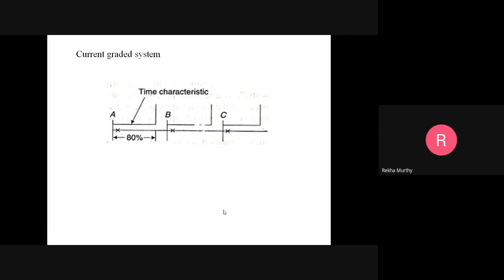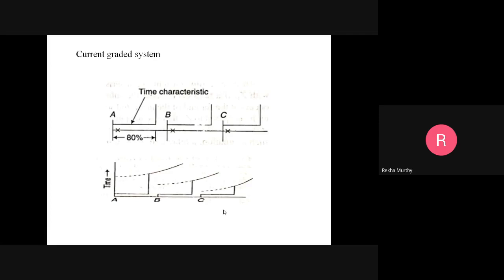So relays are set to protect only a part of the feeder, usually about 80%. That is why this scheme cannot protect the entire feeder. This system is not used alone. It may be used in conjunction with the IDMT relays. That is what we can see here.